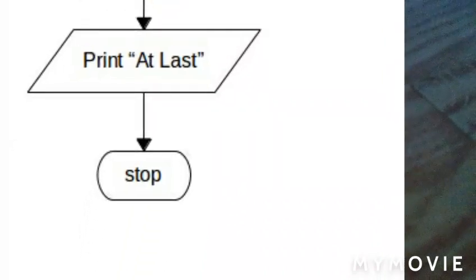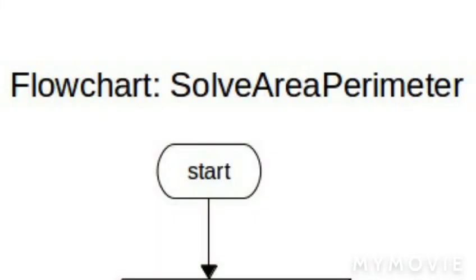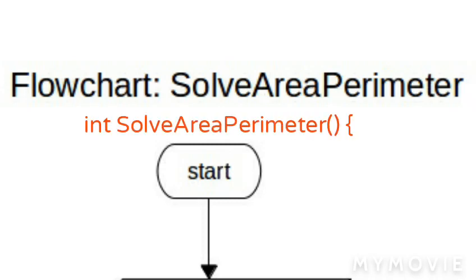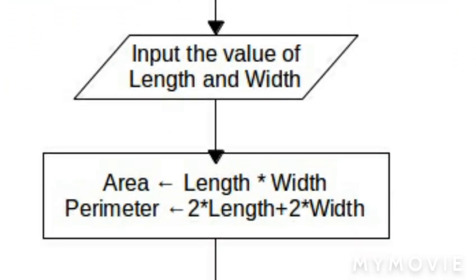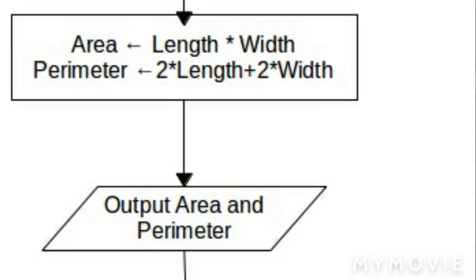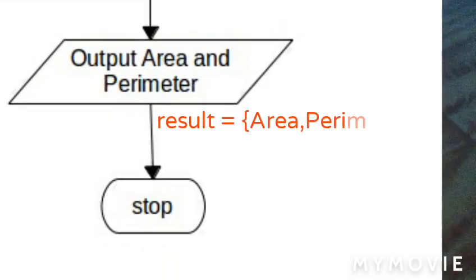Okay, so let's check the function that solves the area and perimeter. It is just straightforward, there's a start. It is not a main but the name of the function. Still, it inputs the value of length and width, scanf, and also solves the area and perimeter. And then it outputs the area and perimeter, and then stop.